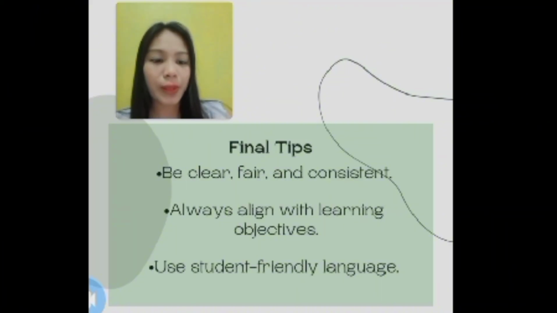Final tips. Be clear, fair, and consistent. Ensure that criteria and performance levels are transparent and uniformly aligned with learning objectives. Each criterion should directly reflect what students can expect to learn and demonstrate. And the last, use student-friendly language. Write descriptors in a way that students can easily understand and use to improve.